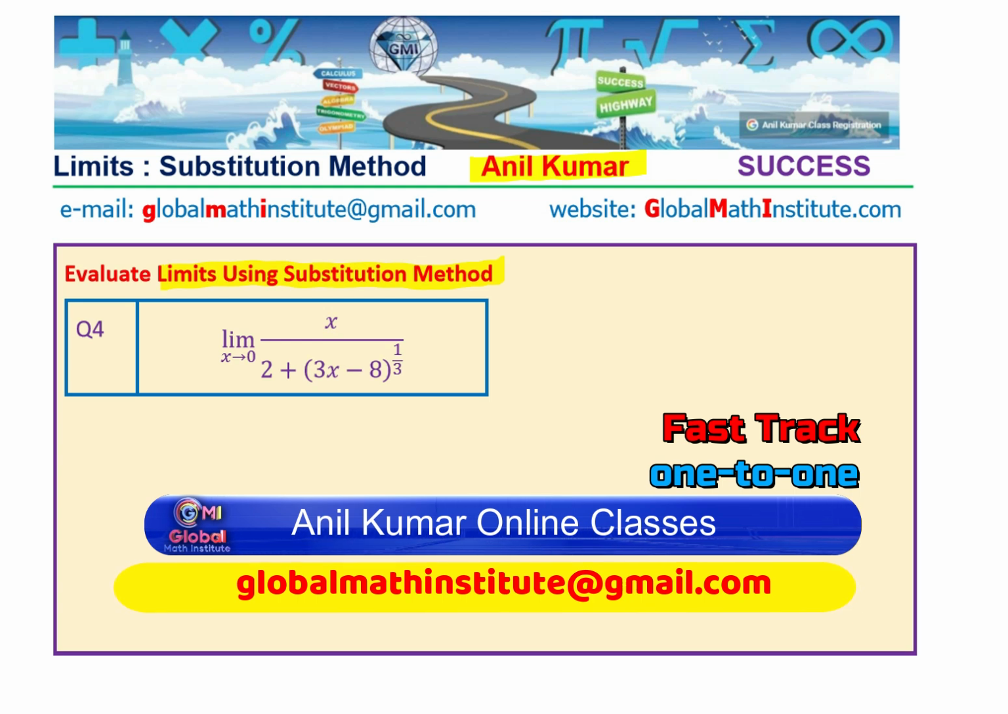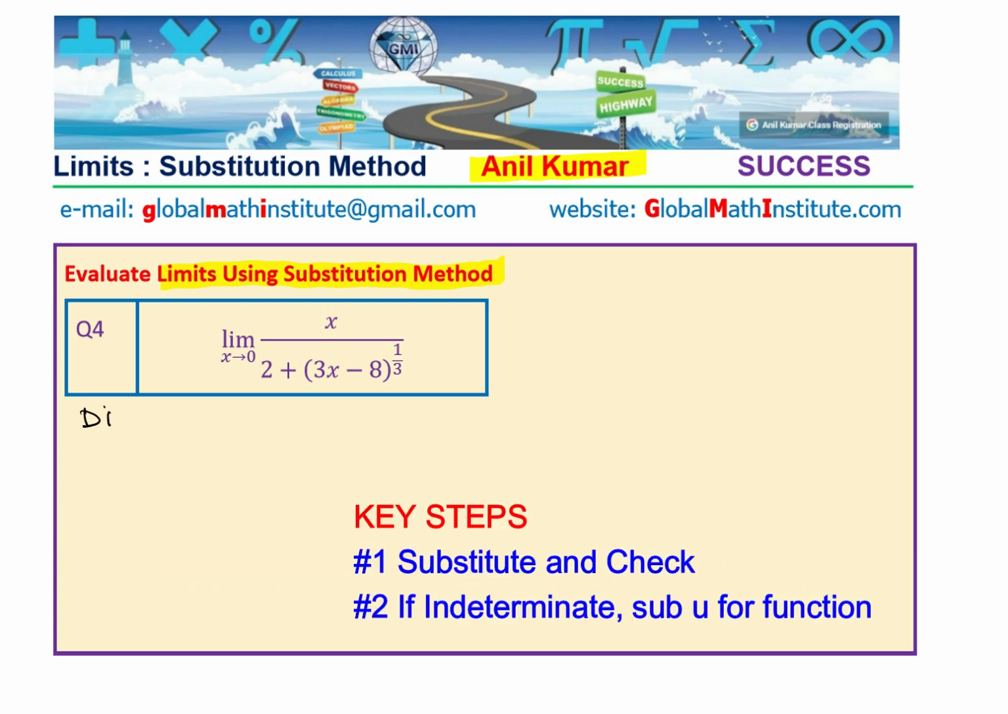First, let us check if direct substitution can work. So let's do the direct substitution. In that case, we get the limit as x approaches 0 of 0 over 2 plus the cube root of 3 times 0 minus 8, correct? And this gives you 2 minus 2 in the denominator, which is of the form 0 over 0.